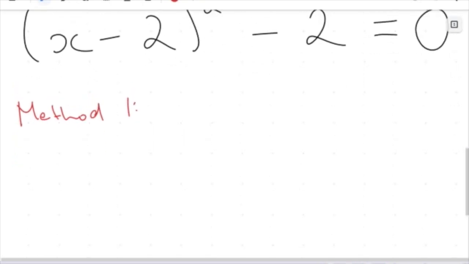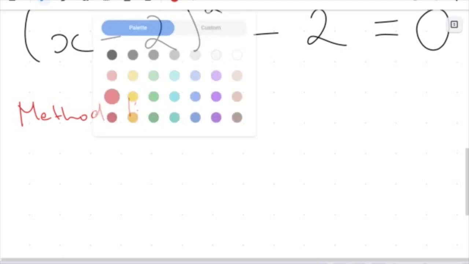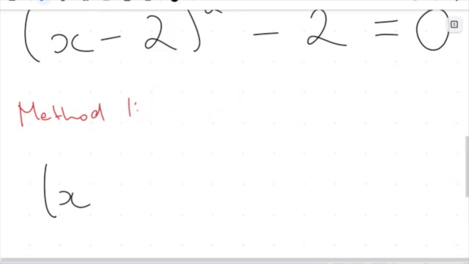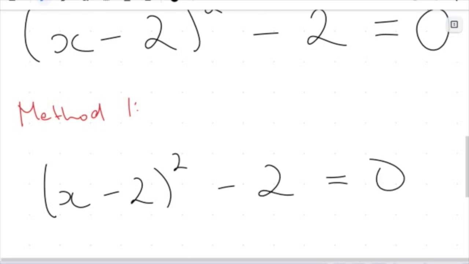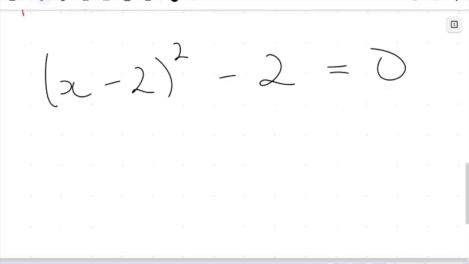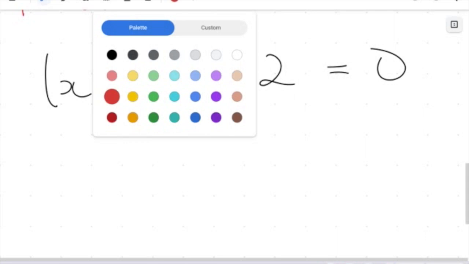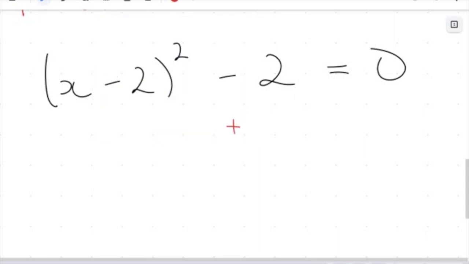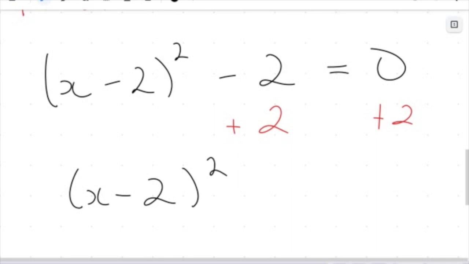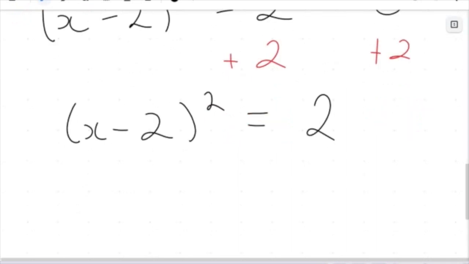What we're going to do here is we're just going to solve it normally. Once we have this, x minus 2 squared minus 2 equals 0, we can just solve this equation to get x on its own. So we want to strip away all these things attached to x. Starting from the one furthest away, we're adding 2 on both sides. That gives me x minus 2 all squared equals positive 2.